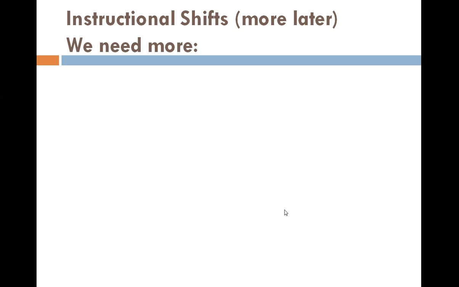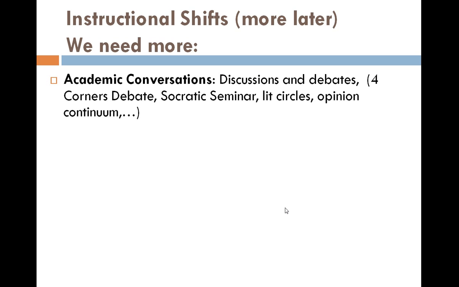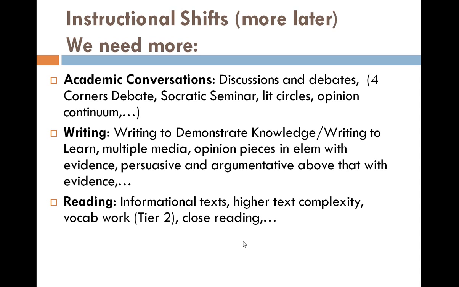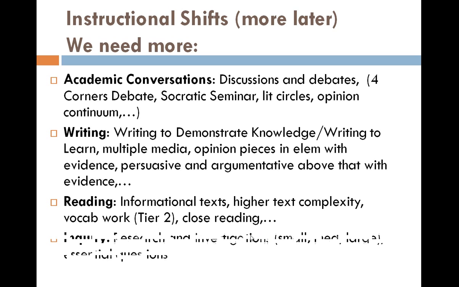Really quickly, the instructional shifts that the Missouri Learning Standards ask us to make sure that we are including are academic conversations, so discussions where we are using opinion and argumentation. We are also using as much writing as we can, writing to demonstrate knowledge, but also just writing to learn. We want to include more informational texts. We want higher text complexity. We want to work on those Tier 2 vocab words. And of course, we need more small, medium, and large research and investigations.